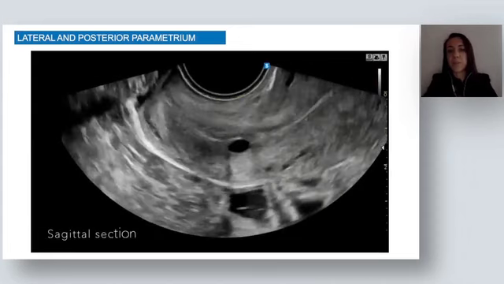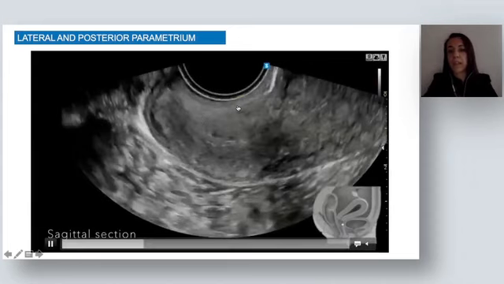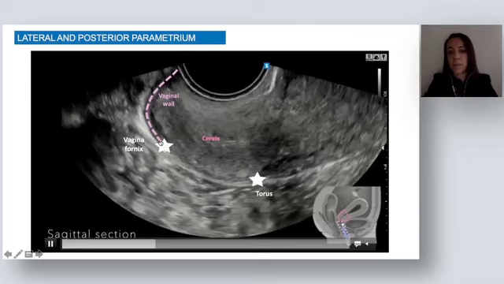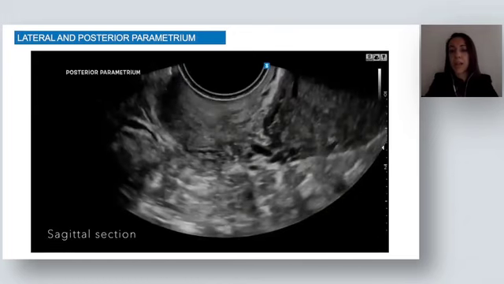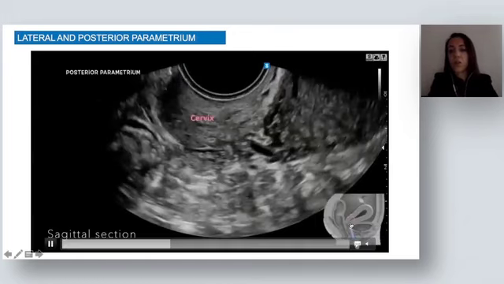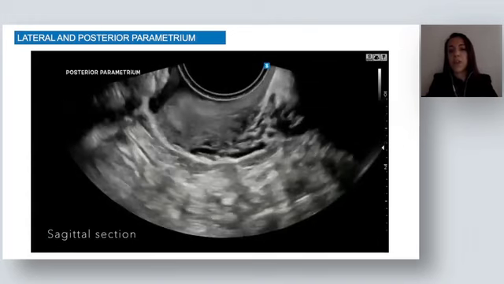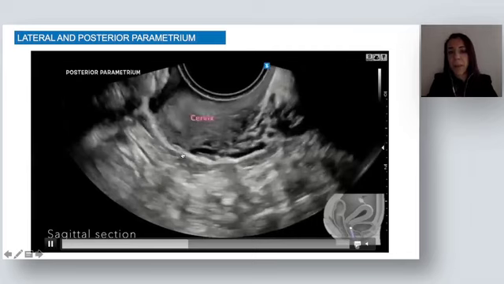Finally, to assess the posterior parametrium, I suggest to obtain this section in which we can visualize the cervix, vaginal fornix, posterior vaginal fornix, torus, and retrocervix. We are in a longitudinal section. Then we can move the probe laterally on the right side to assess the right uterosacral ligaments, so the hyperechoic tissue behind the cervix. We can move on the other side to assess the same structure, the hyperechoic tissue behind the cervix, on the left side.